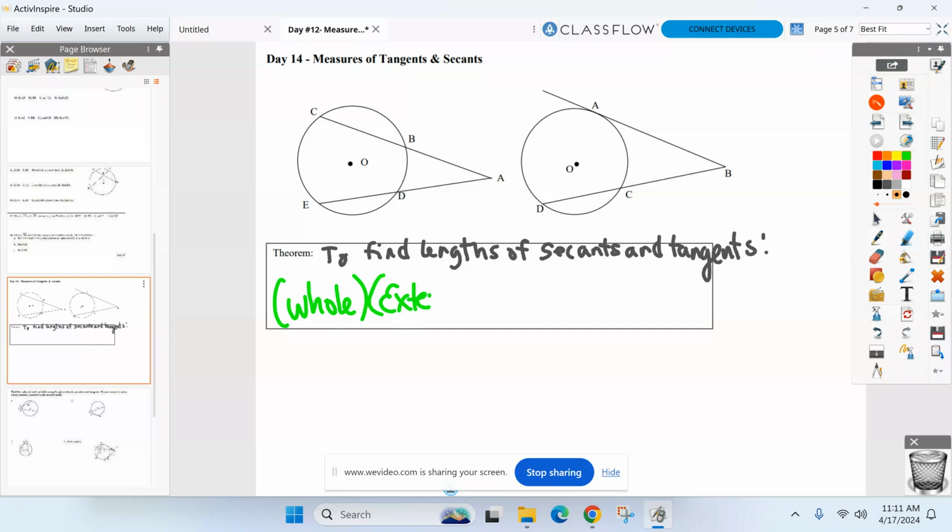Let's play a little word association game. External, what word do you think? Outside, thank you. Whole times external equals whole times external. Let me teach here. So anytime we're dealing with a tangent, secant, that's just how we're going to find the length. Now, what do I mean by whole and external?